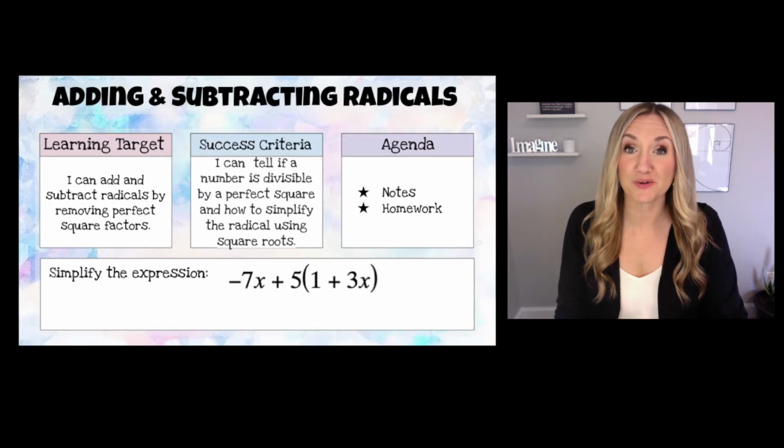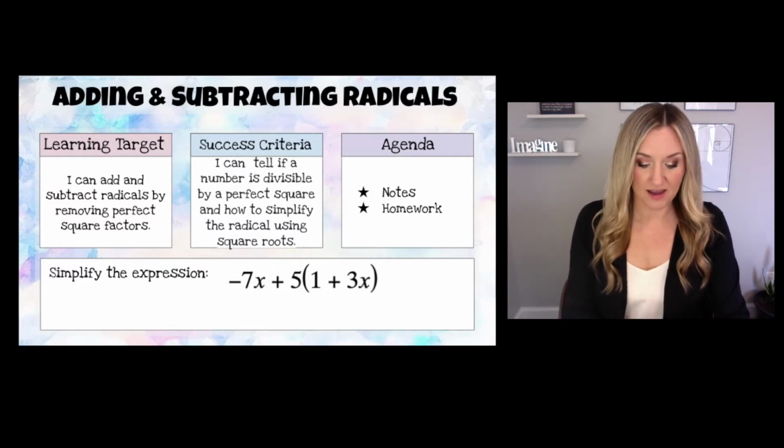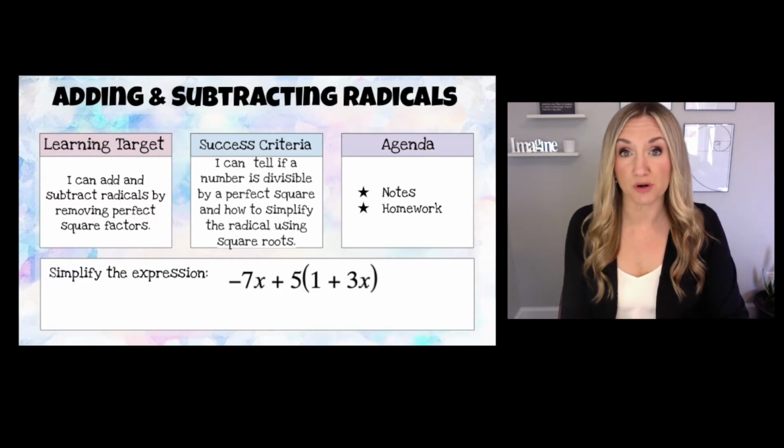Welcome to Algebra 1. Today we are going to be adding and subtracting radicals. So let's just get to it. Let's start with the opener. The opener problem is asking for you to simplify the expression.